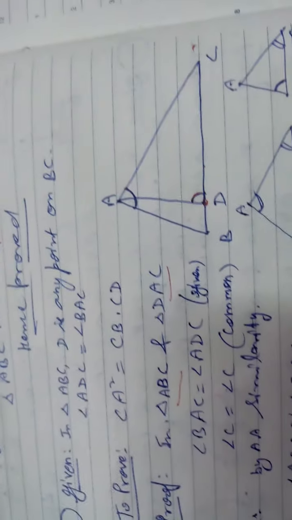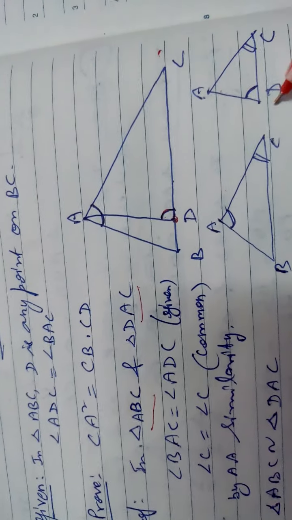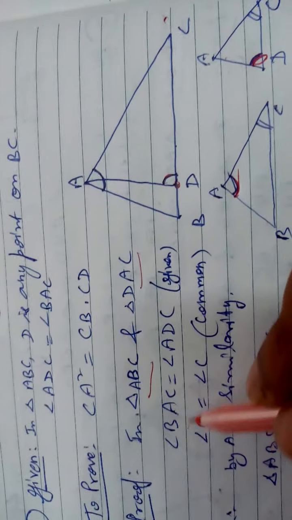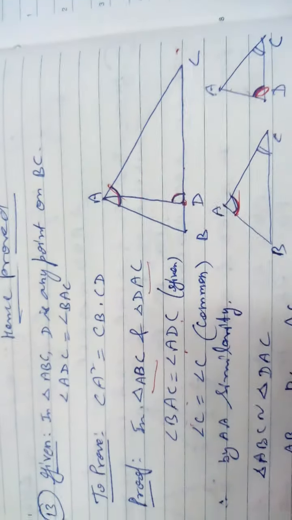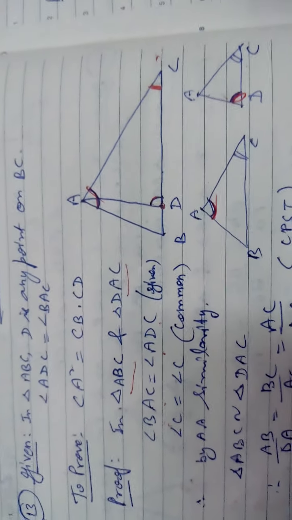Triangle ABC and DAC. ABC is this big triangle and DAC is this triangle. Angle A is equal to angle D, it is given in the question. Angle ADC is equal to BAC, it is given. These two angles are equal. One angle is common in both. See, for double A is over.